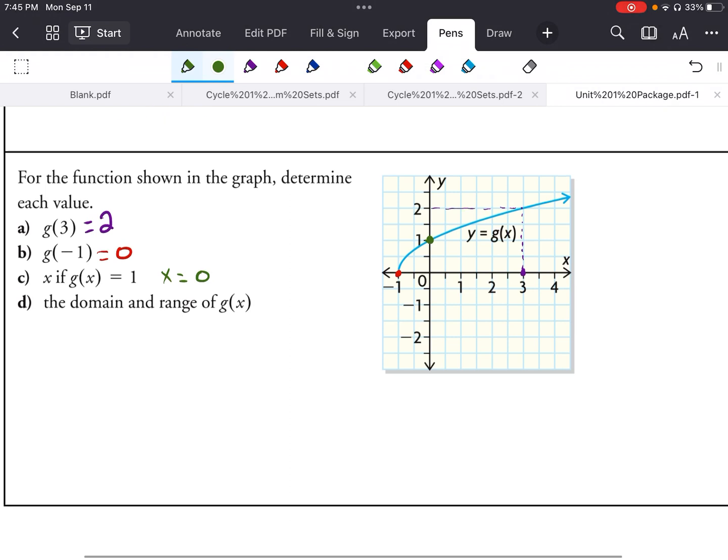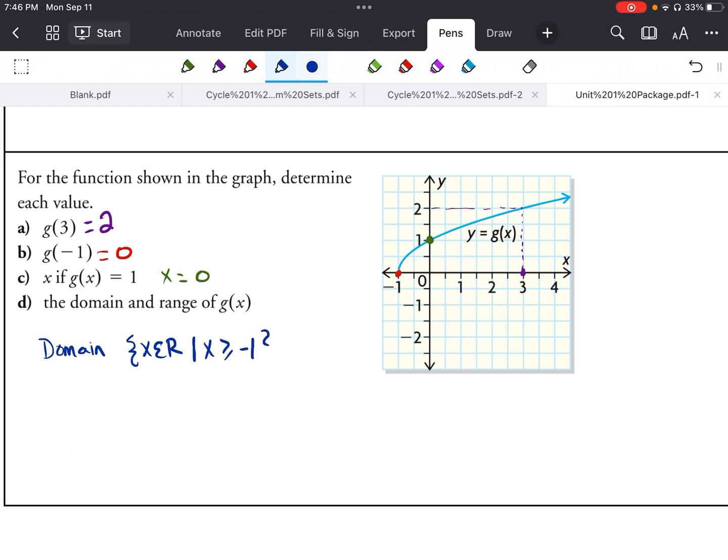Okay, and then the domain and range, as we've spoken about a little bit. The domain: because this can include all real numbers, we're going to start with x is an element of the real numbers. Now you can see that this has a restriction. It doesn't go further left than negative 1. So all x's are greater than or equal to negative 1. The range in this equation also has a restriction, and it's always greater than 0. So y is greater than or equal to 0, and that's our domain and range.